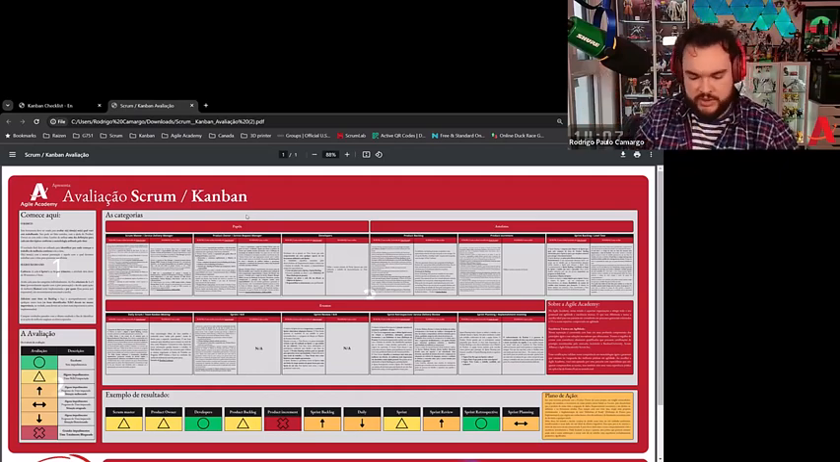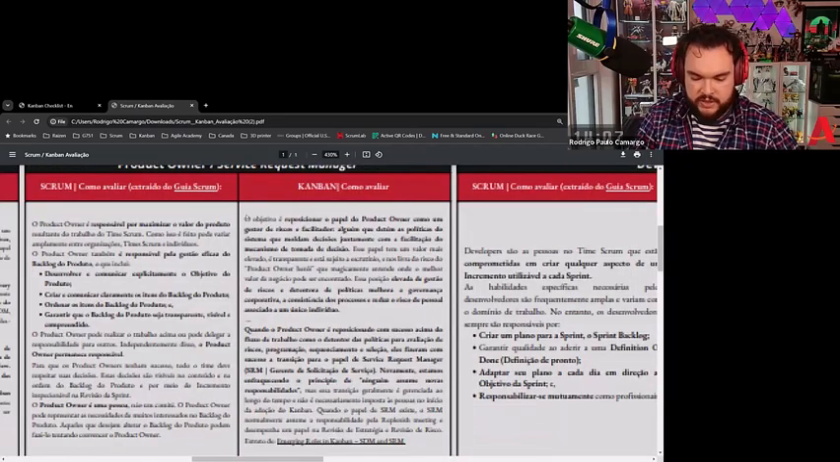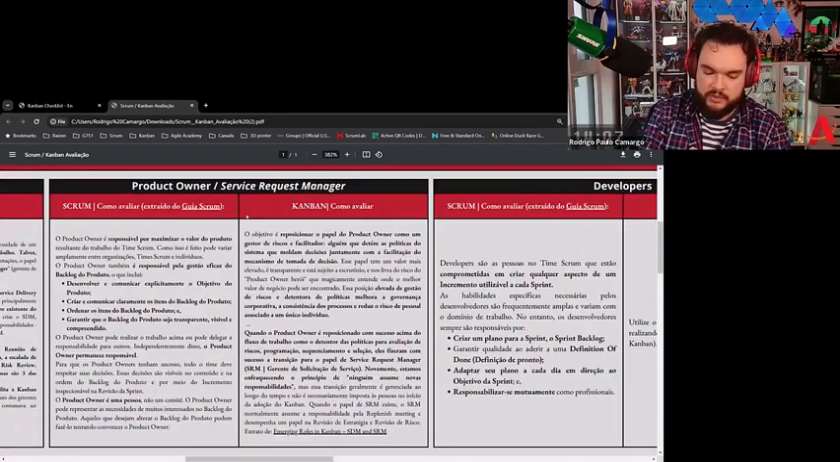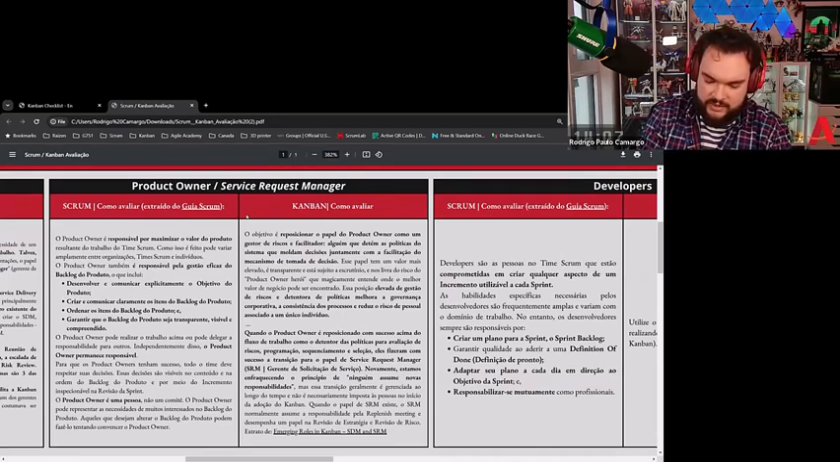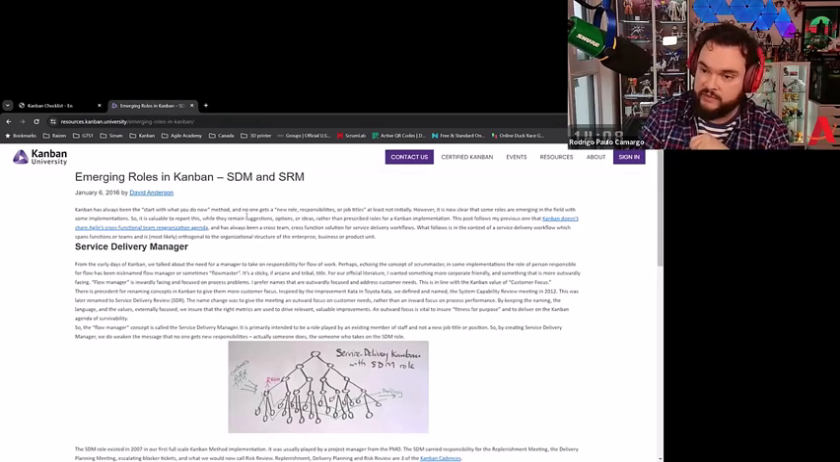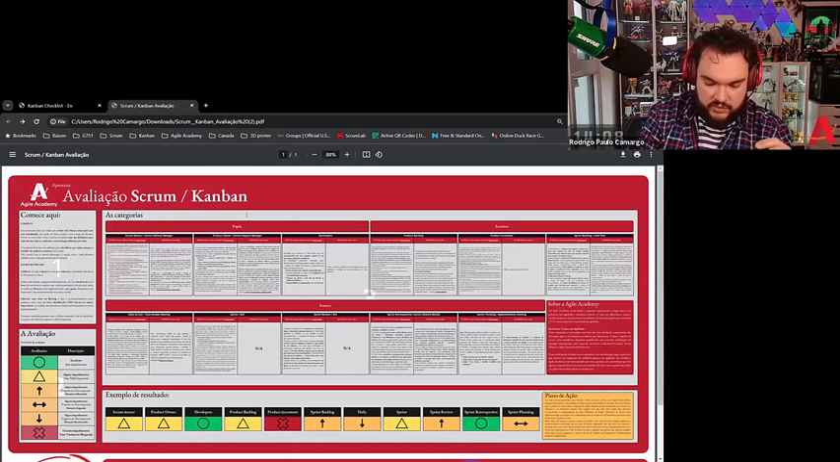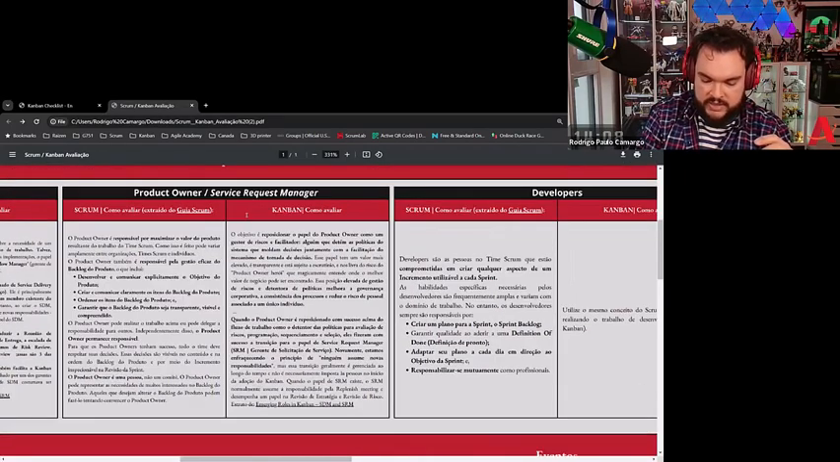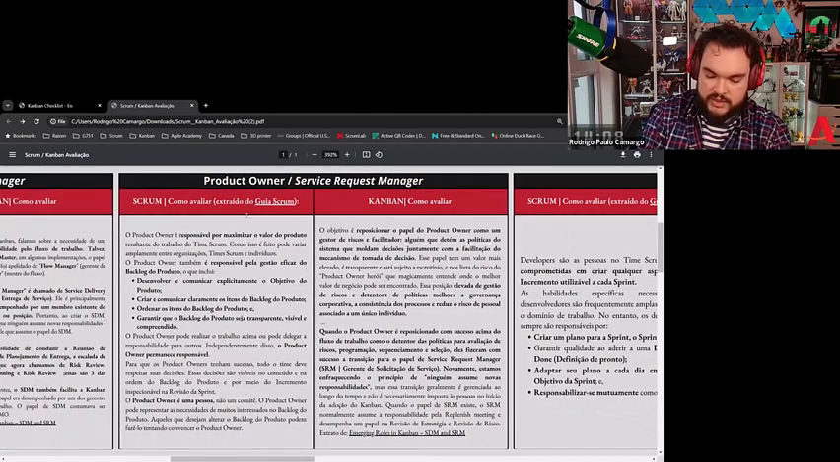In this one, if I zoom up, basically I'm checking: do you have a product owner, a service request manager? Okay, how do we evaluate in Kanban? And then I have the SRM explain it and where this information is coming from, which in this case is coming from this article from David Anderson, right? Going back, if I zoom in, I even have what I'm expecting of the product owner, and this is how the product owner is explained in the Scrum Guide itself.